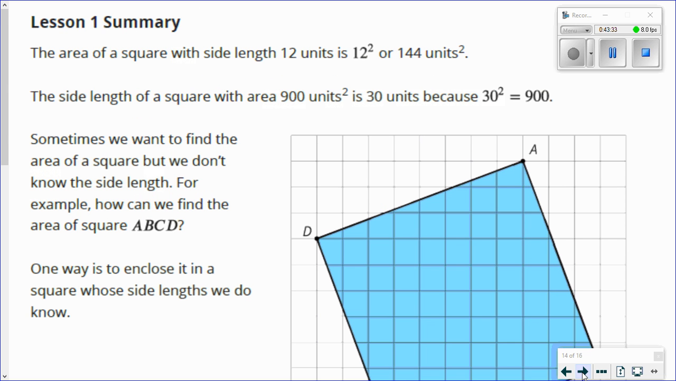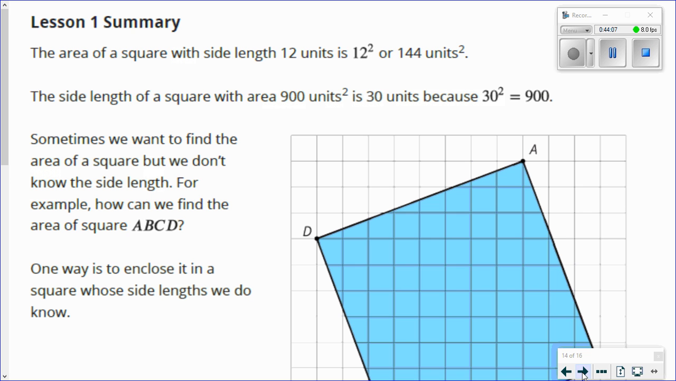All right. You do have your lesson summary on page 6. Feel free to read through that to reinforce our idea here. It says the area of a square with side length 12 units is 12 squared, or 12 times 12, which is 144 square units, right? The side length of a square with an area of 900 square units is 30 units, because we know 30 squared is going to get us to 900, or 30 times 30 is 900.